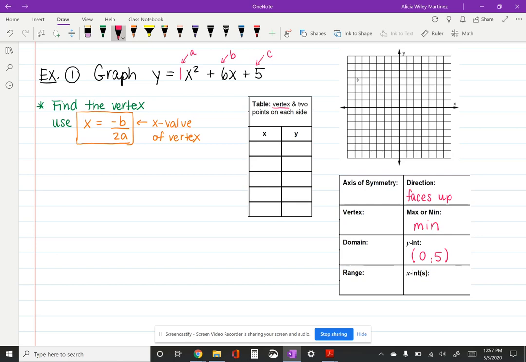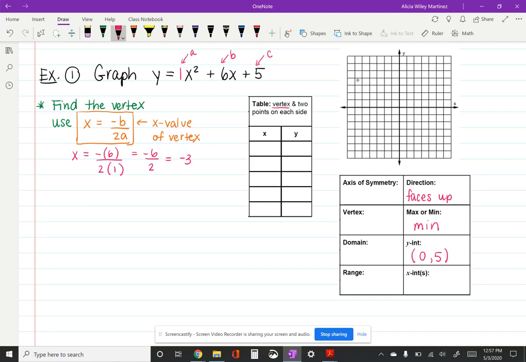So I'm going to do x equals negative, and then it's b, which is 6, all over 2 times a, which is 1. Simplifying that, that's negative 6 over 2, which is negative 3. So far I know that the x value of my vertex is -3.